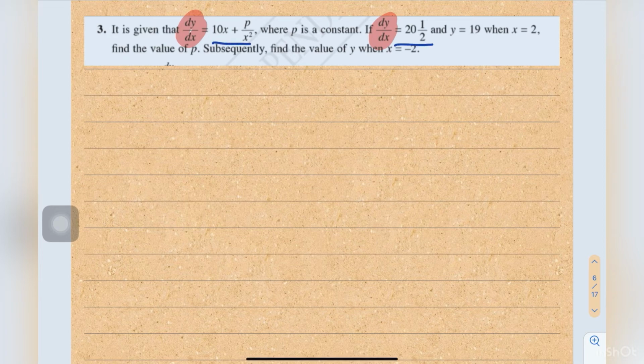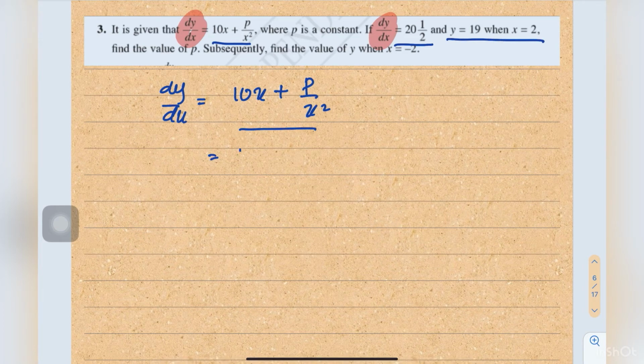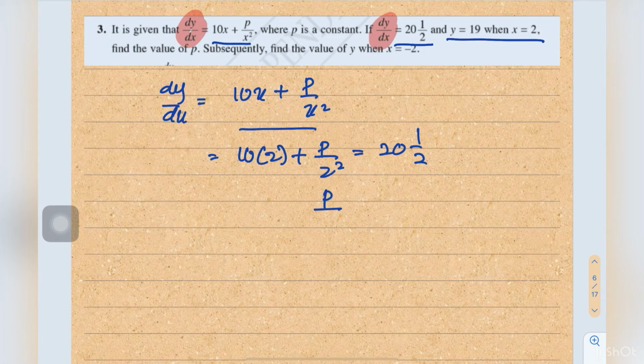So dy/dx equals 10x plus p over x squared. This thing equals 21 over 2 when y equals 19 and x equals 2. So we can substitute x equals 2 into here, plus p over 2 squared, and the value of dy/dx is 21 over 2. So p over 4 equals 21 over 2 minus 20, which equals half. So p over 4 equals 1 over 2. So p equals 2.